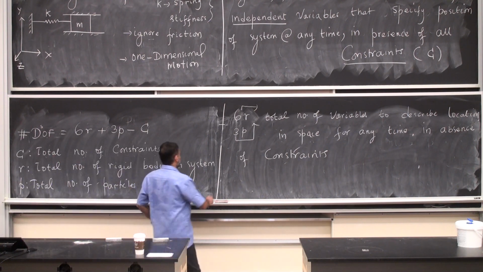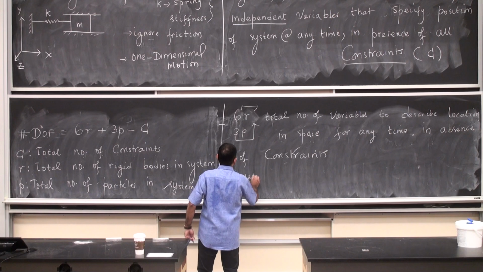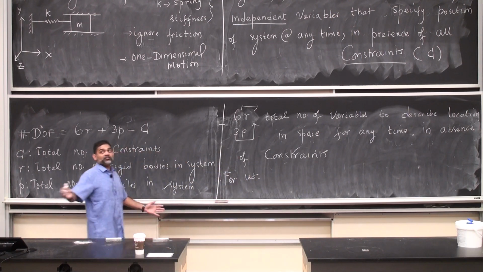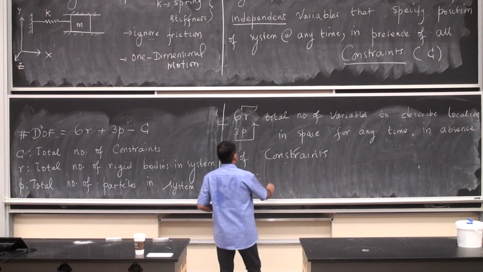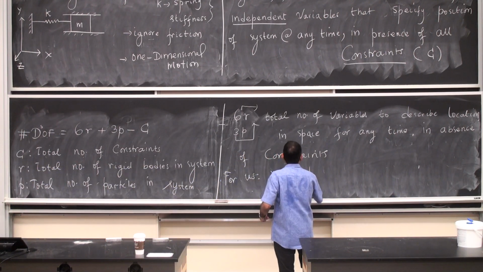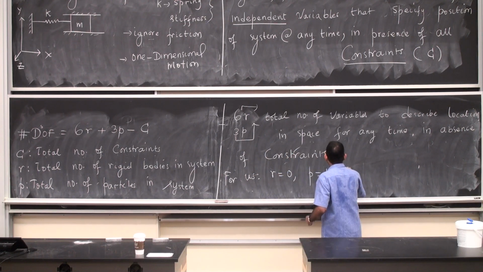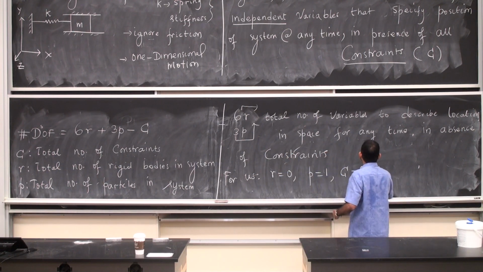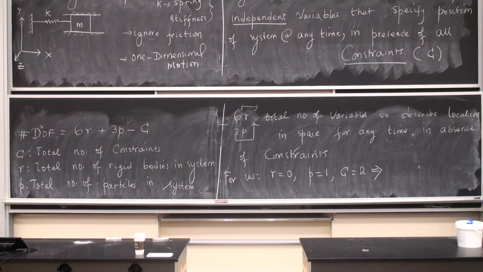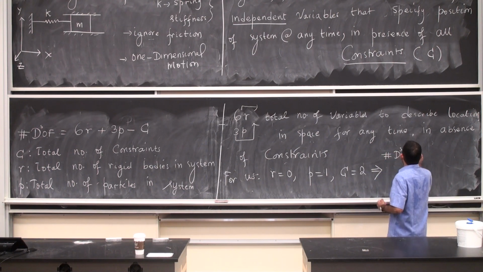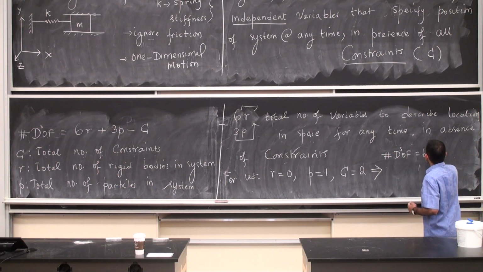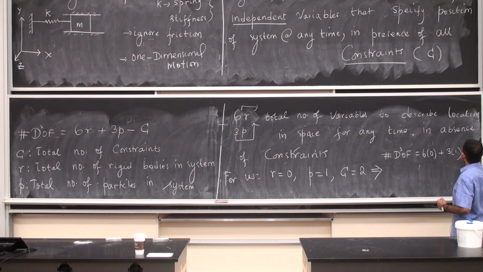So for our system, how many rigid bodies are there? If I consider the spring and the mass, there are no rigid bodies. This is just a particle. So for us, R is equal to 0. Number of particles is 1. Number of constraints is 2. Which means that the number of degrees of freedom is 6 times 0, plus 3 times 1, minus 2. Which means that I have only 1 degree of freedom.